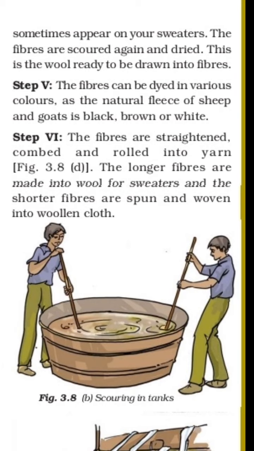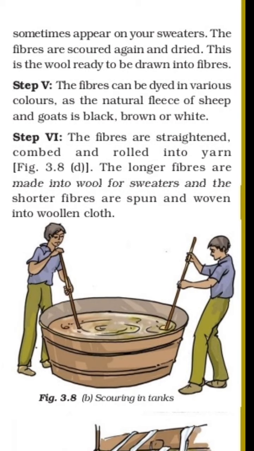Now step four, the fibers can be dyed in various colors, as the natural fleece of sheep or goats is black, brown and white. Now we are aware that goats and sheep have the colors black, brown and white. These three colors only are found in the goats. But when we buy a sweater, we see that a variety of colors of sweaters are there, like red, orange, green, yellow.